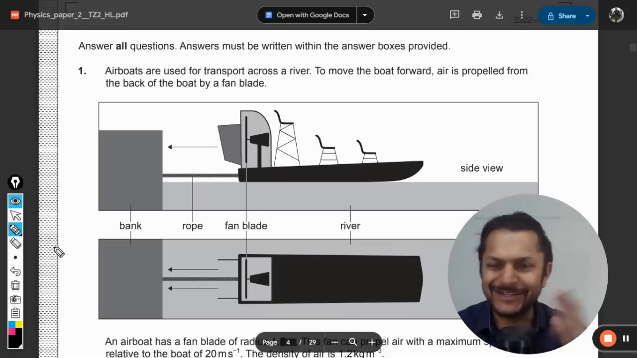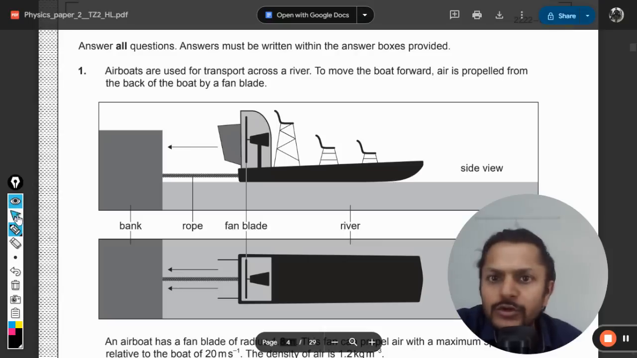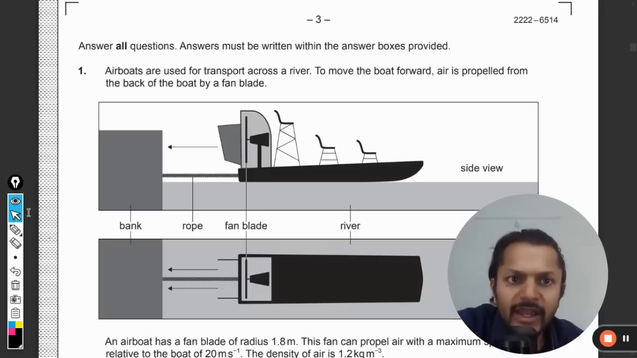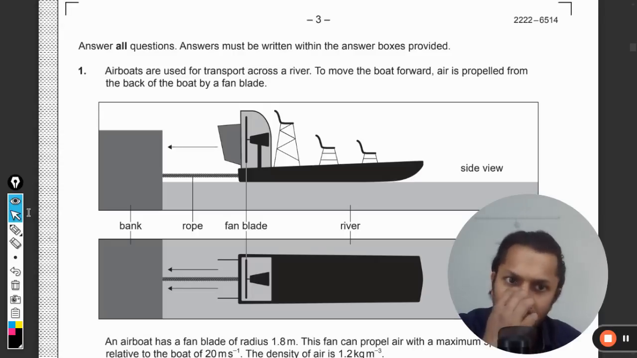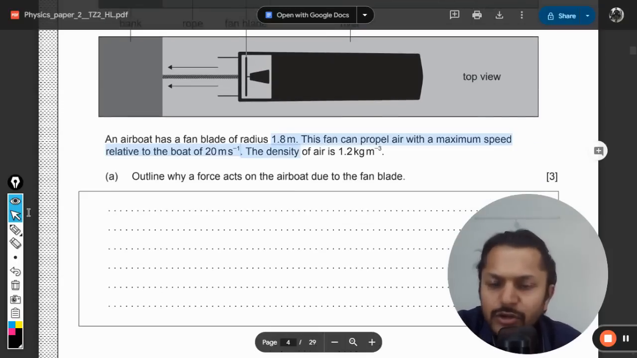Okay, dear student, let us see what is there in this question. Airboats are used for transport across a river. To move the boat forward, air is propelled from the back of the boat by a fan blade. The side view is shown here, and this is the top view.